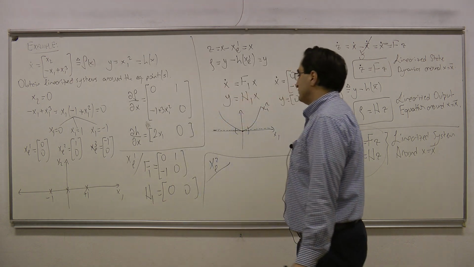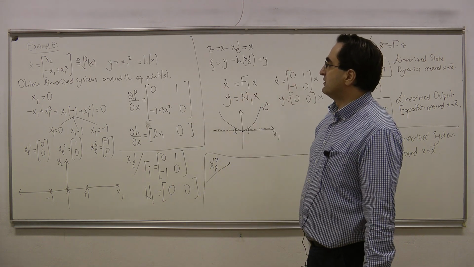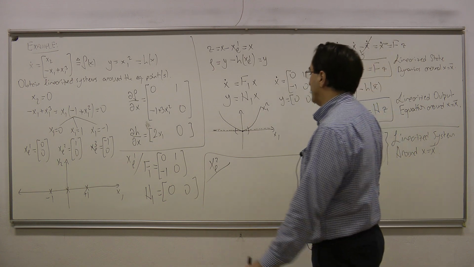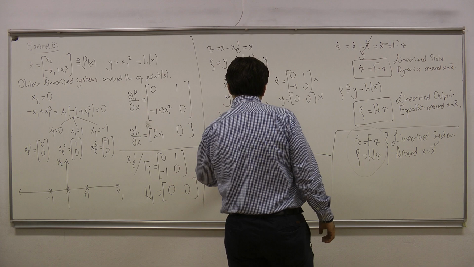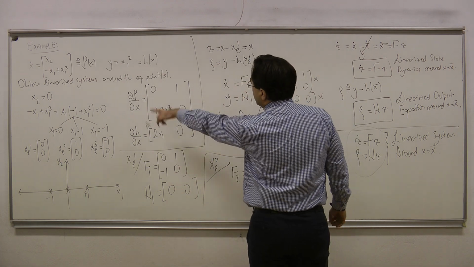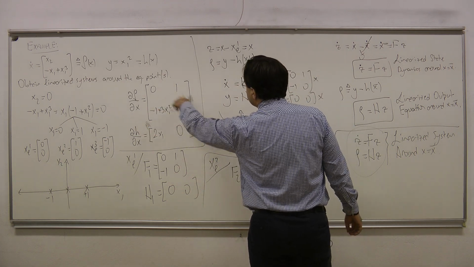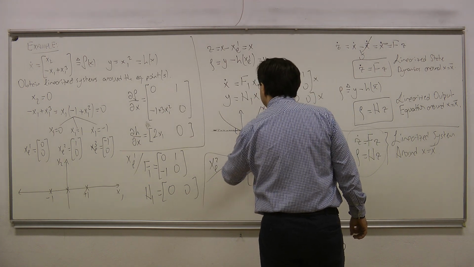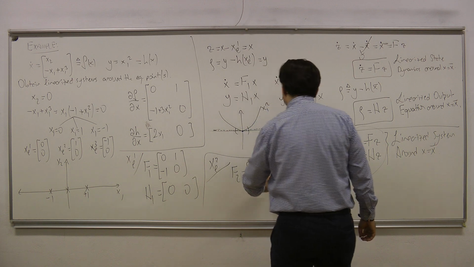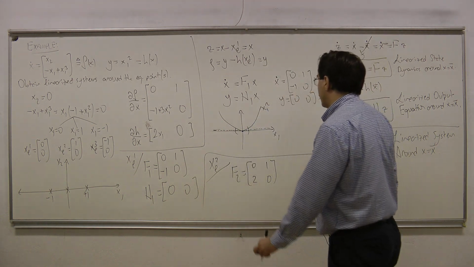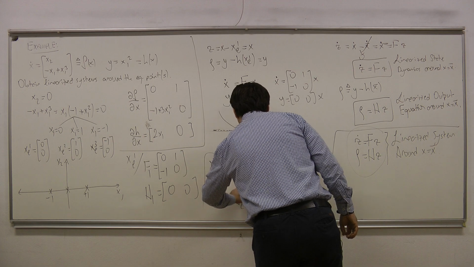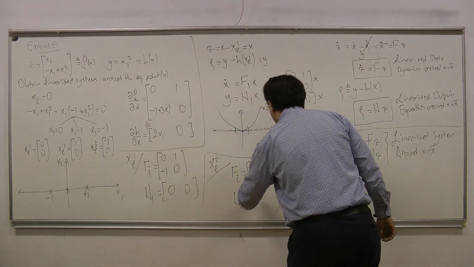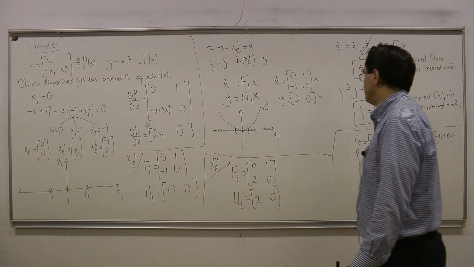XE2, in this case, is 1, 0. So X1 is going to be 1 and X2 is going to be 0. In this case, for F2, substitute X1 equals 1 in this formula, then you would get just 0, 1, 2, 0. This is my F2 matrix. And what about H2? In this case, if I substitute 1 here, I would get just 2, 0.